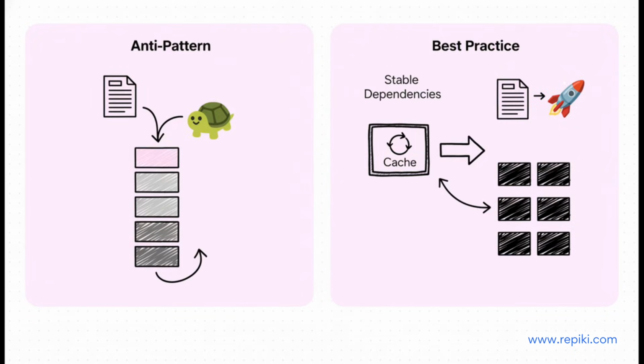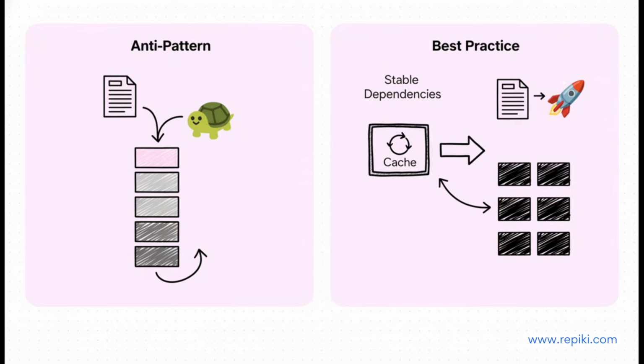Now this is where you can get some serious speed improvements. It's all about the order of operations. In the anti-pattern, you copy all your code first. That means any tiny code change breaks the cache for the npm install step, forcing you to re-download everything. The smart way? Look at the right. Copy only your package.json first. Run npm install. That gets cached. Then you copy the rest of your source code. Now most of your daily code changes result in almost instant builds.